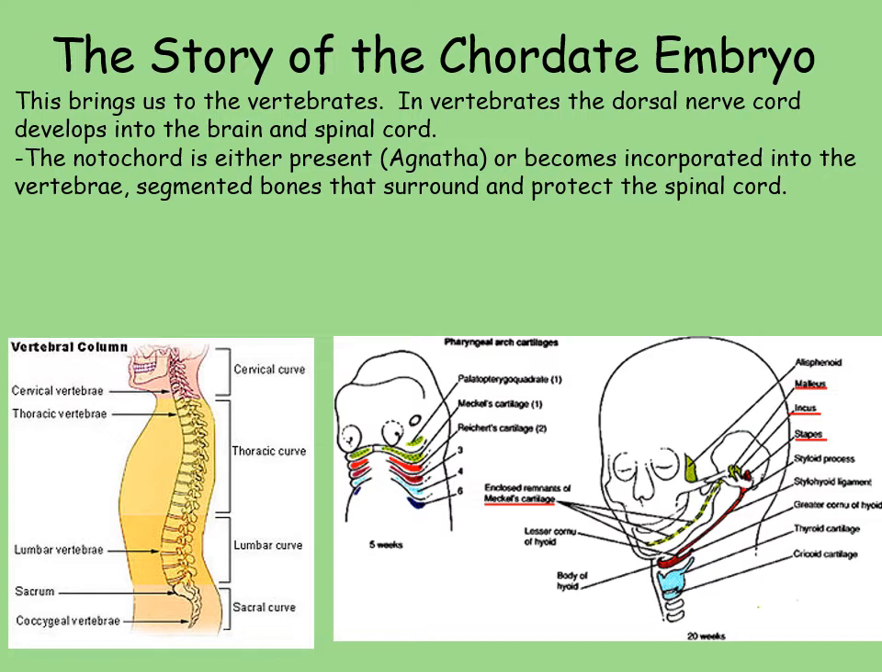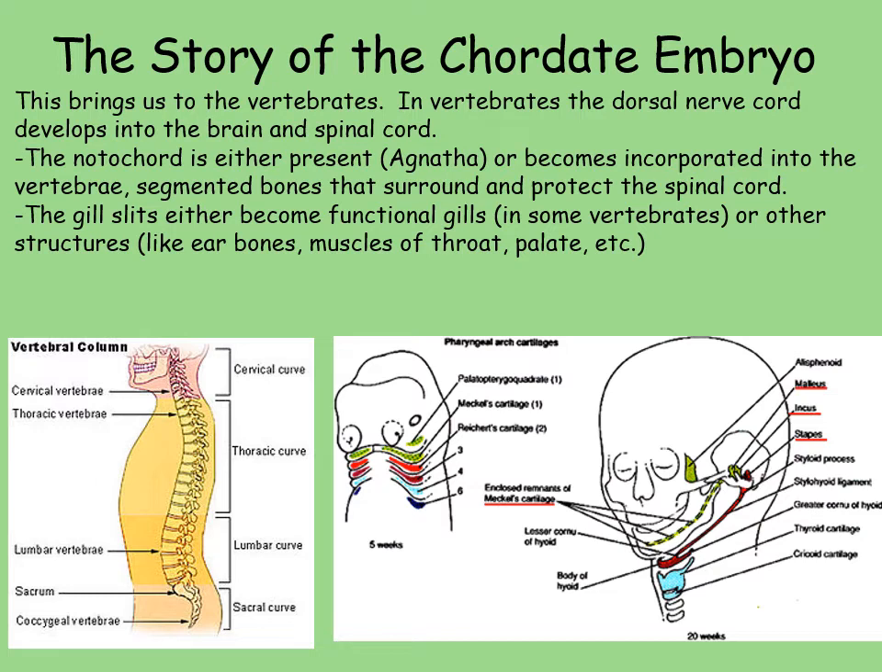The notochord is sometimes present in an adult, like in the jawless fish. They could have a notochord even as an adult. But in the other groups of vertebrates, the notochord gets incorporated into the vertebrae. So during development, there would be a notochord early on, but eventually it gets incorporated into these vertebrae, these segmented bones that surround and protect the spinal cord, which runs inside of the vertebrae.